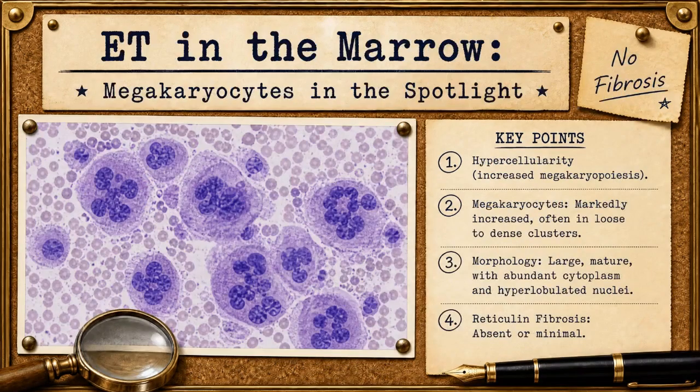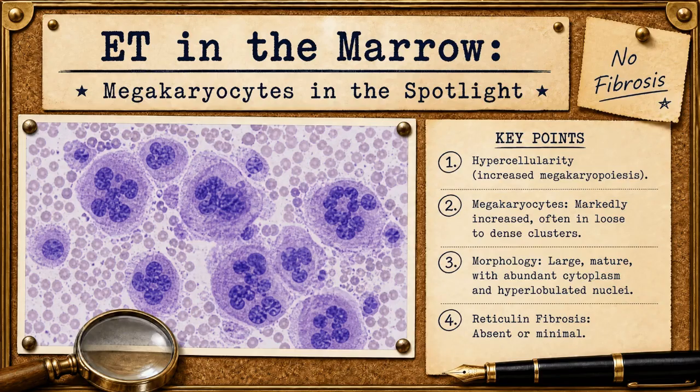Alright, histotechs, we've seen the platelet party in the peripheral blood, now let's go to the source of all that thrombocytic activity, the bone marrow in essential thrombocythemia. When you examine a bone marrow biopsy or aspirate from an ET patient, you're going to find that the megakaryocytes are definitely in the spotlight. The bone marrow will typically show hypercellularity, primarily driven by the increased megakaryopoiesis. It's a busy place, but the megakaryocytes are the undeniable stars of the show.